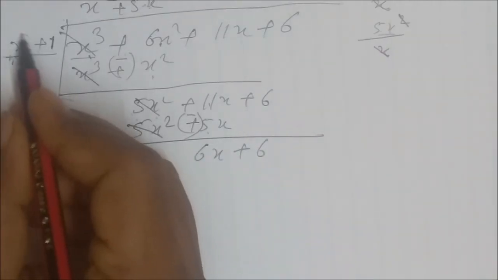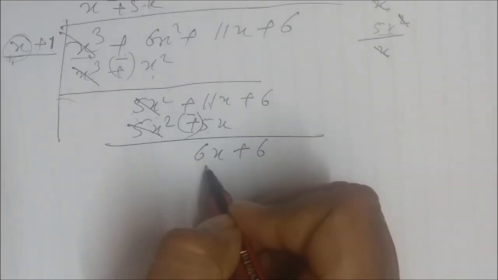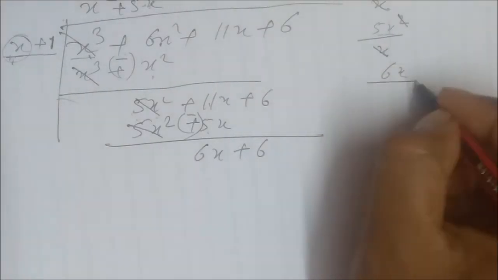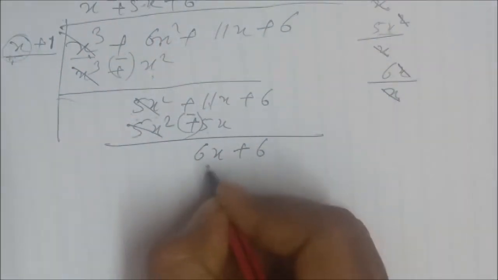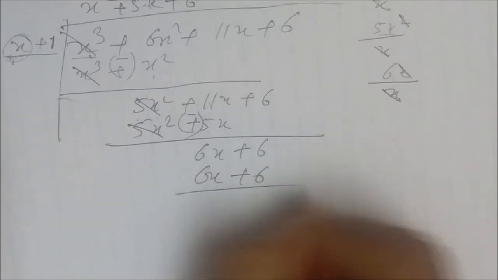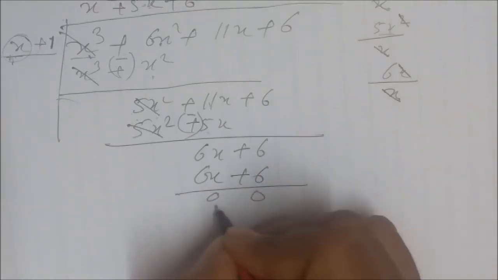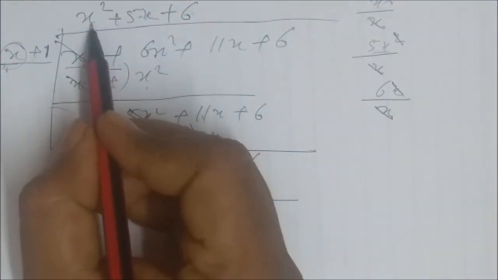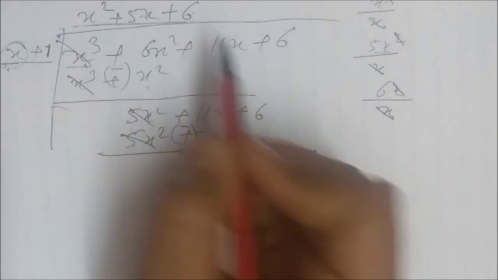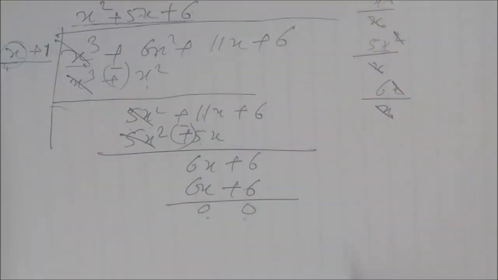Now we want to convert this x to 6x. How can we do it? 6x divided by x. What do we get? 6. That means we have to multiply with 6. 6 into x, 6x plus 6, we got 0. So here we got the remainder as 0. The quotient is x squared plus 5x plus 6. The quotient is x squared plus 5x plus 6, and the remainder is 0.